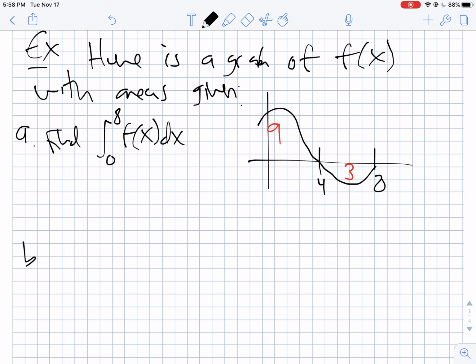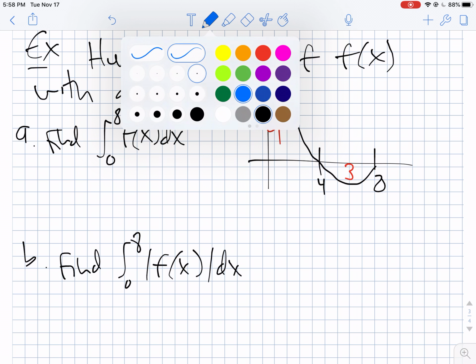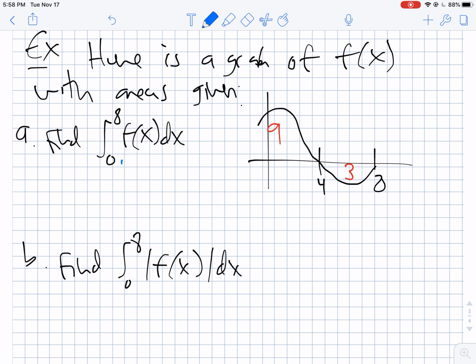Part B of this problem, I'm going to ask you to find the integral from 0 to 8 of the absolute value of f of x. Okay, now the first part, that's something you could have done like a month ago, right? We have a positive and we have a negative. So we just say, okay, we have a 9 above the curve, we have a 3 below, that's 6. Now, geometrically, when I'm finding an integral of the absolute value of f, what I need to do is I need to count each area as positive.